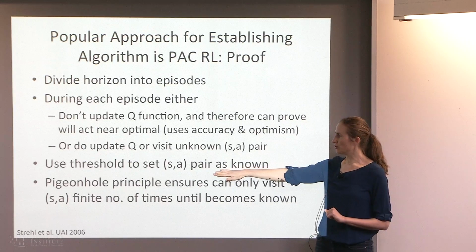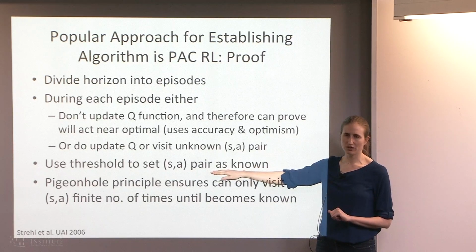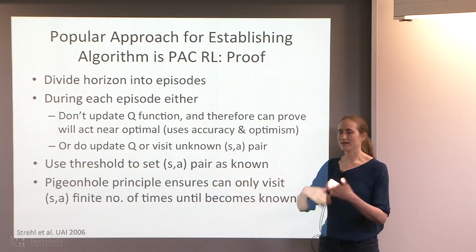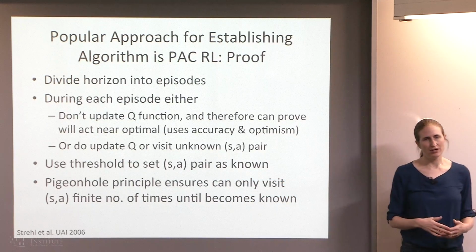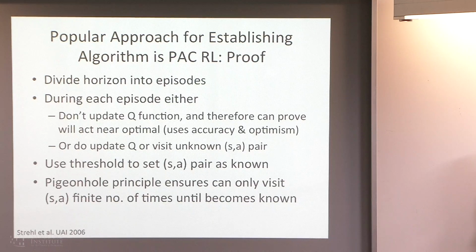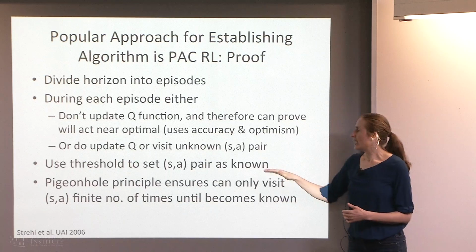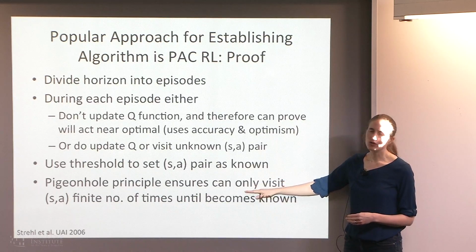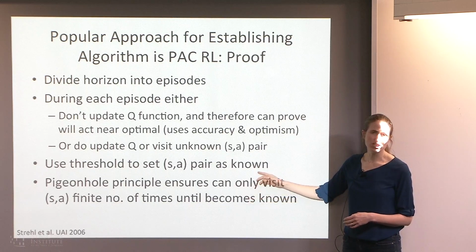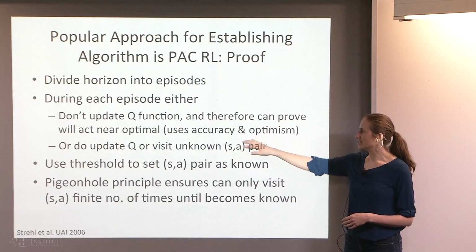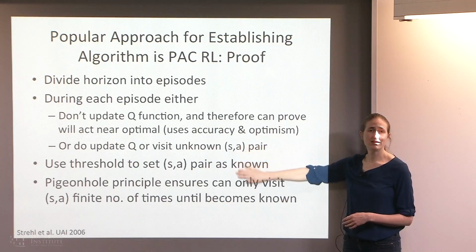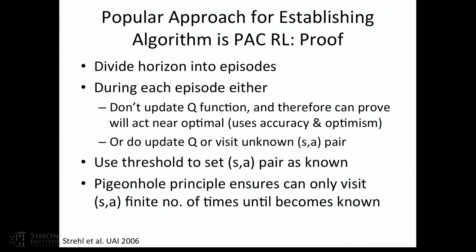And if we use some threshold to decide when a state action pair becomes known, so in the simplest case, we just say the state action pair becomes known when we reach some threshold, say 10 million, or whatever. We'll talk about exactly what the number should be. But when we reach some threshold, we're going to set it to be known. And by the pigeonhole principle, we can ensure that we can only visit a state action pair a finite number of times till we reach that threshold. So that means the second set of events is bounded. So either we're going to be acting near optimally, or we're going to be visiting an unknown state action pair or updating the Q function, and those events are bounded. And that's what's going to give us our N, the number of mistakes we could make.